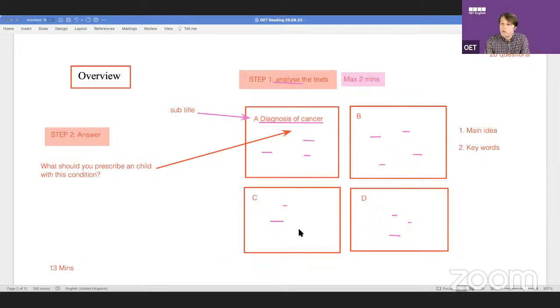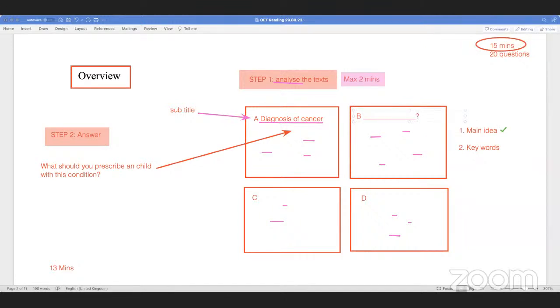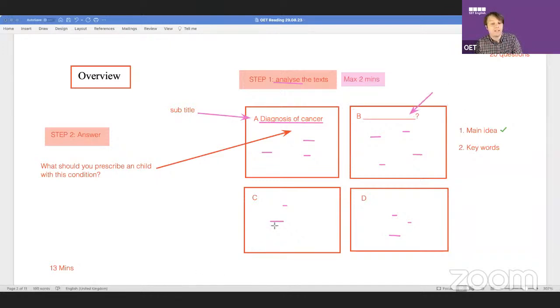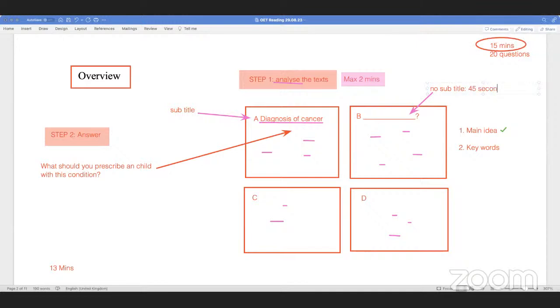Okay. What do I do though if there is no heading? First line. First sentences. It's more difficult, isn't it? Yeah, there's things we can do, but if there's no heading, think about timings here, Vandana. If there's no subtitle, how much time should I spend on that text? 45 seconds, maximum. And if there is a subtitle, how much time should I spend analyzing that text?